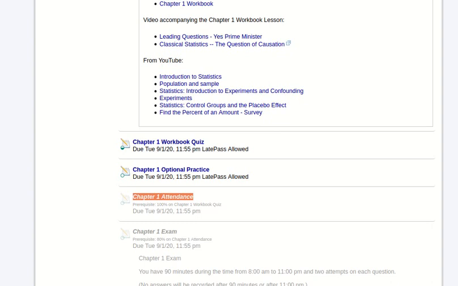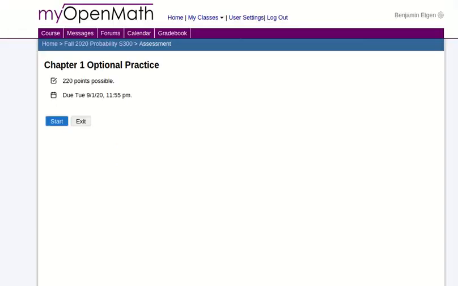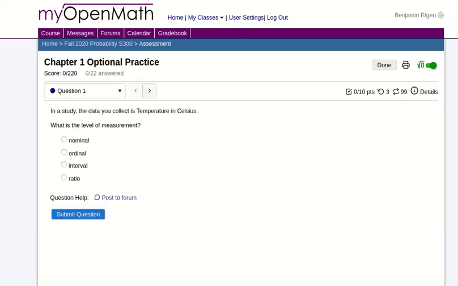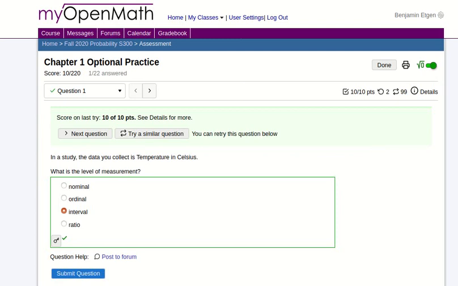So if you want practice, here is an ungraded practice assignment. It will close like all the others. It has a deadline, but I can look at a question. In a study, the data you collect is temperature in Celsius. What is the level of measurement? Well, I can't do division, but I can certainly do subtraction. So I'm going to say interval. Let's see if it's happy with that. It's happy with that.